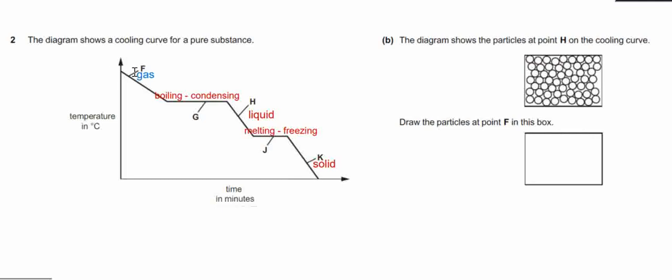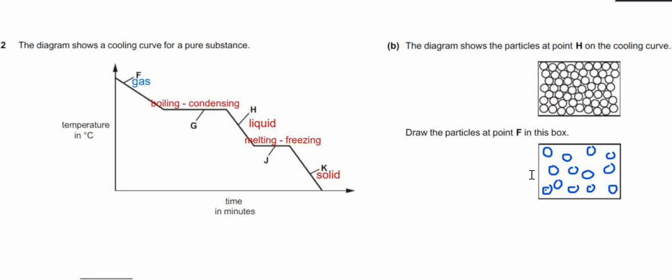So 10 seconds from now. 10, 9, 8, 7, 6, 5, 4, 3, 2, 1, 0. Alright, if you're not finished, you may pause this video. Alright guys, let's check out the answer. So F is a gas state, so we have to draw the particles at a further distance from each other. This is a further distance compared to H. H is a liquid. So that's it. Next question.